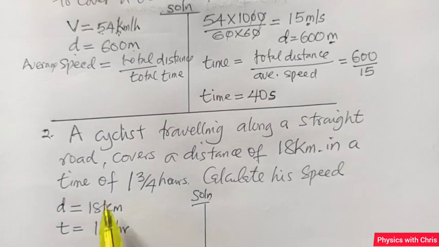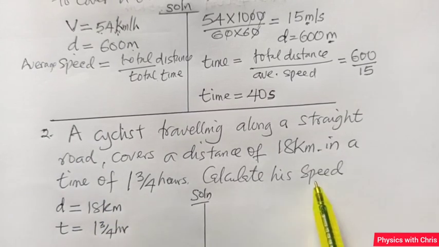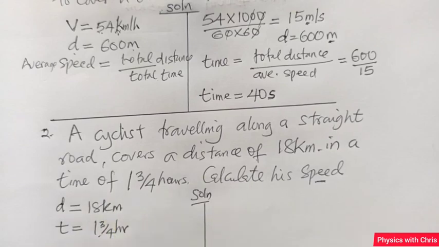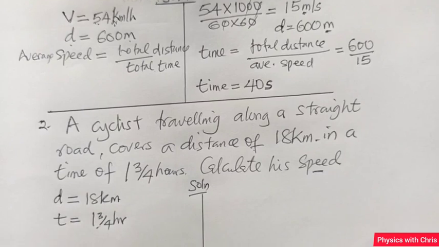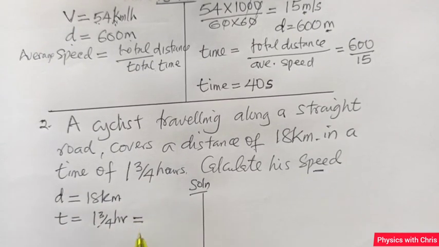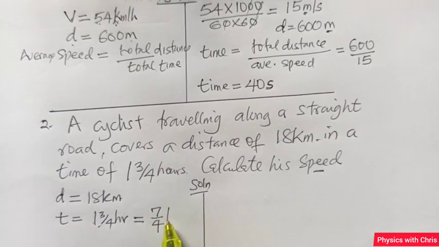Now, if I work with the unit given to me, then my final answer for the speed will be in kilometer per hour. And then later I can change that to meter per second. But I have to express this mixed number as an improper fraction. 4 times 1, 4 plus 3, that gives me 7/4 hours.